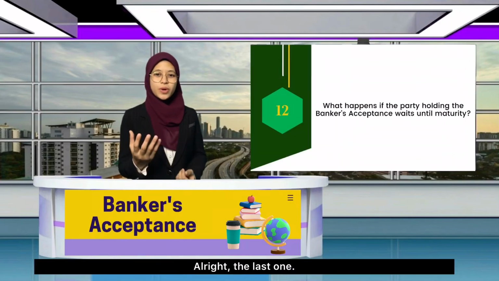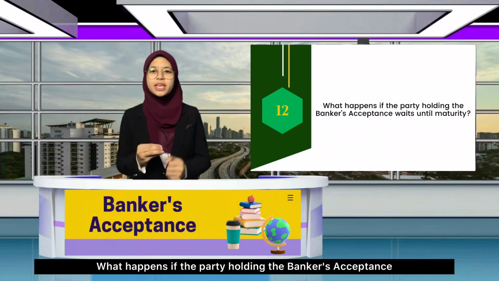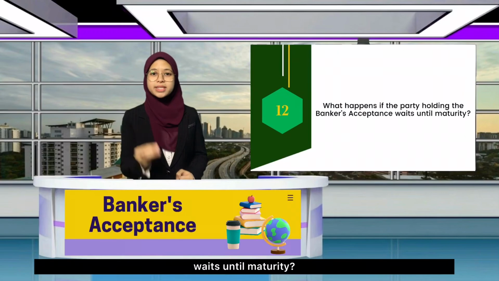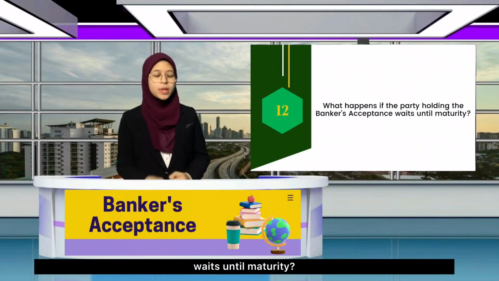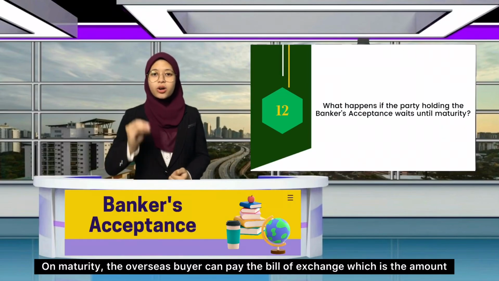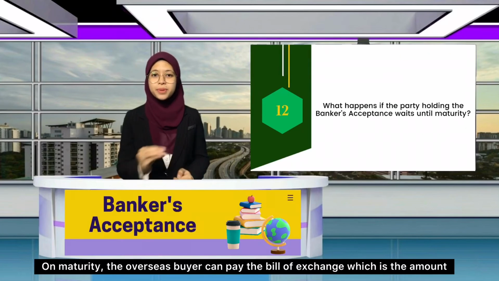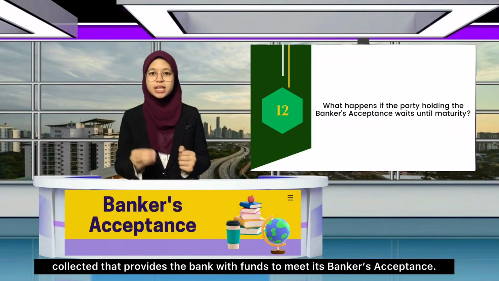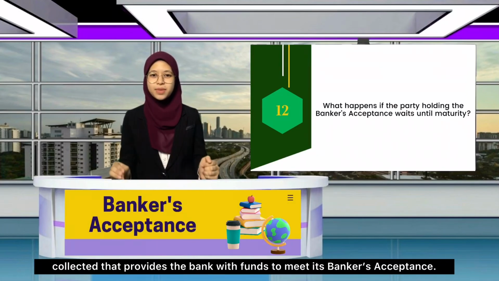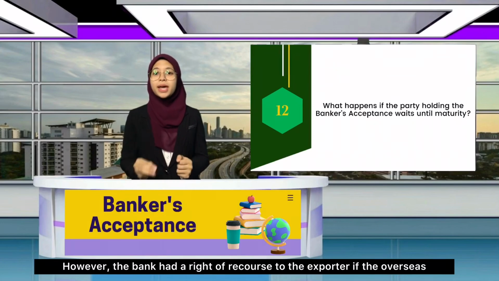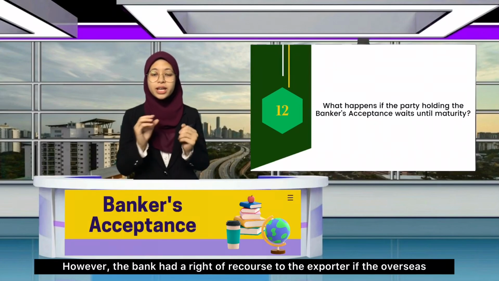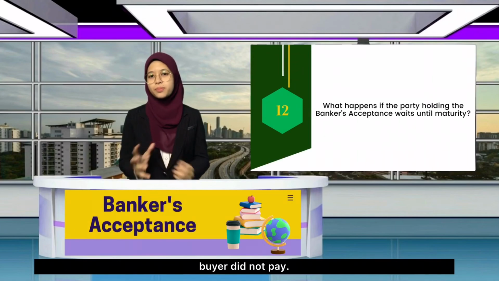Alright, the last one. What happens if the party holding the banker's acceptance waits until maturity? On maturity, the overseas buyer can pay the bill of exchange, which is the amount collected that provides the bank with funds to meet its banker's acceptance. However, the bank has a right of recourse to the exporter if the overseas buyer does not pay.